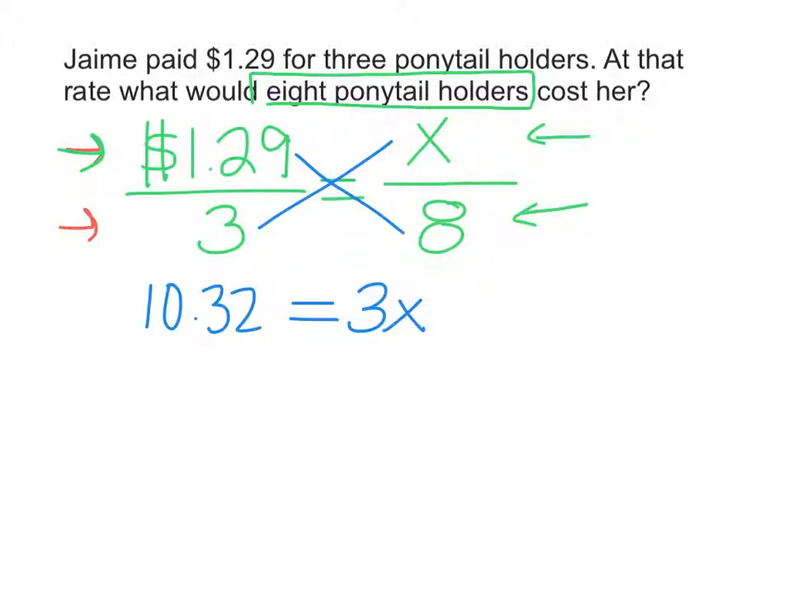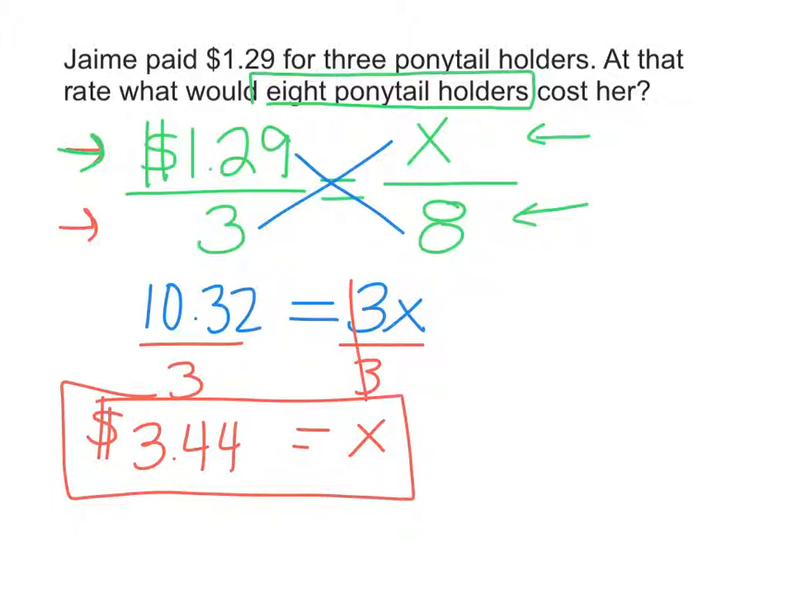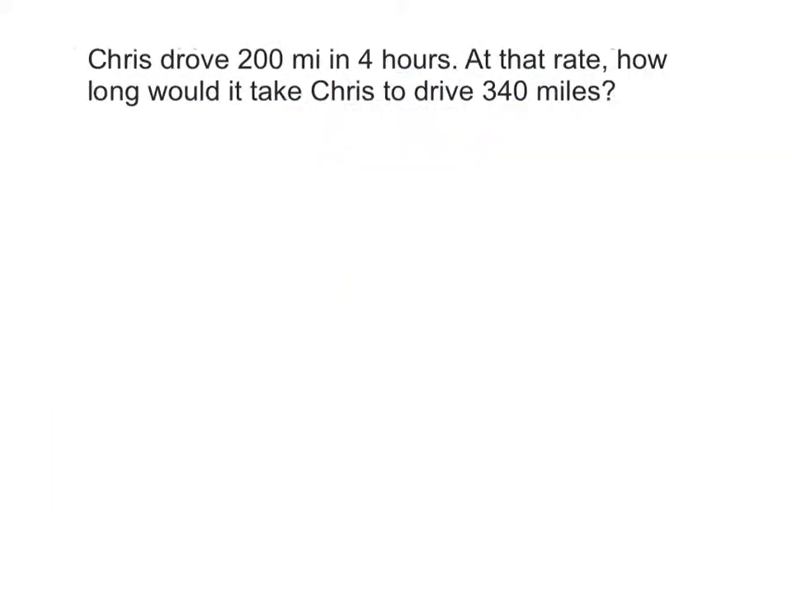And then to finish it, we can divide by the coefficient. So these cancel. And we're going to do 10.32 divided by 3. And we get $3.44. So 8 ponytail holders would cost $3.44. Look at one more example, one more word problem.